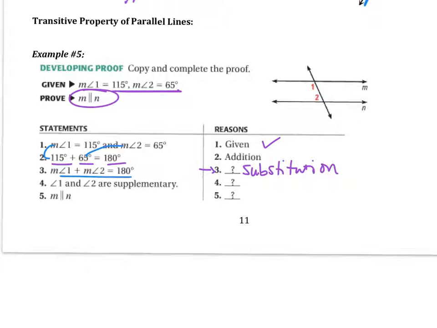new equation. Now, angle 1 and angle 2 are supplementary. We're going to write, and we got a cardstock coming that'll help you with this, definition of supplementary angles. What does it mean for two angles to be supplementary? Well, it means that they add up to be 180 degrees, okay? Now, 1 and 2 are what type of angles?